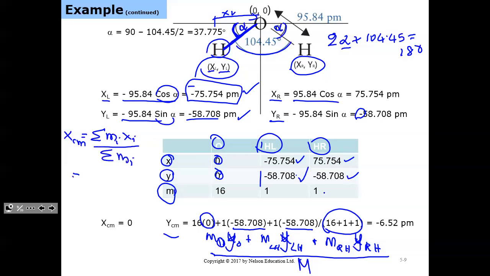Let me explain this. Let's say we have three particles. It will be the sum of m_i x_i, so m1 x1 plus m2 x2, with i equal to 1 to n. How many n's do we have? 3, right? So m1 x1 plus m2 x2 plus m3 x3, divided by m1 plus m2 plus m3. Here is the sum of the products m x, and here only the m. Good? Okay.